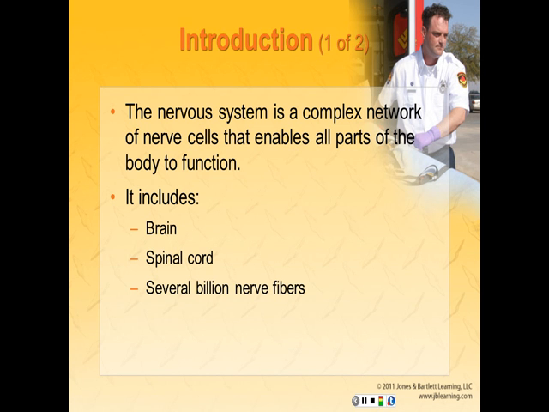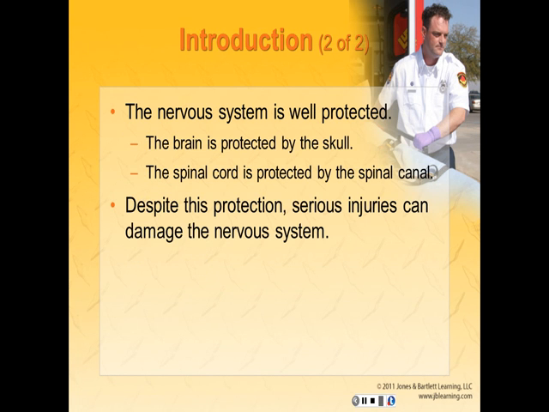The nervous system is a complex network of nerve cells that enables all parts of the body to function. It includes the brain and the spinal cord, and several billion nerve fibers that carry information to and from all parts of the body. Because the nervous system is so vital, it is also well protected. The brain is protected by the skull, and the spinal cord is protected by the bony spinal canal. Despite this protection, serious injuries can damage the nervous system.